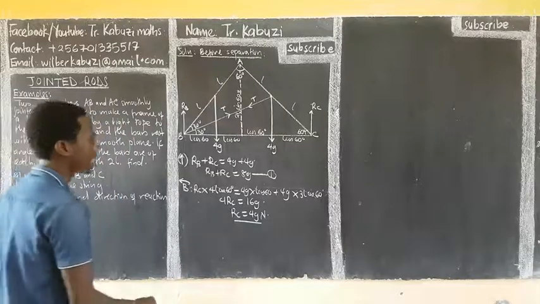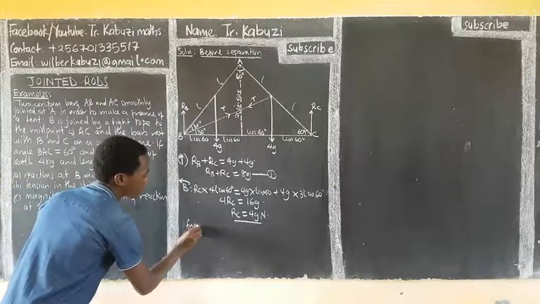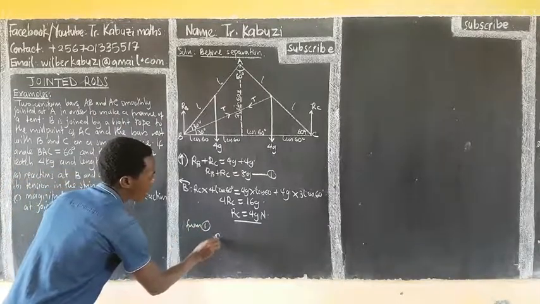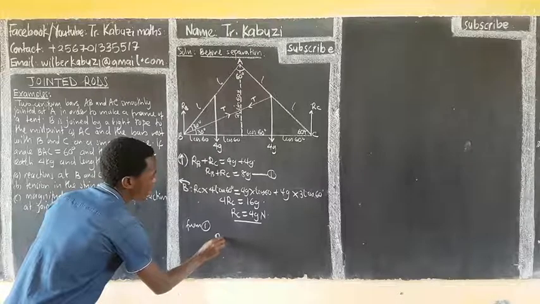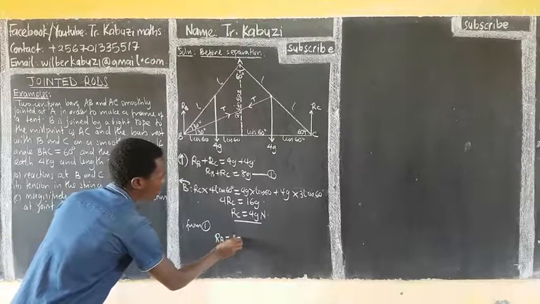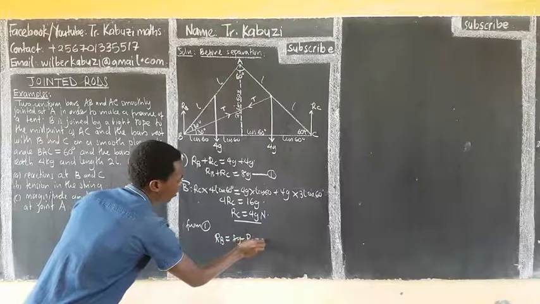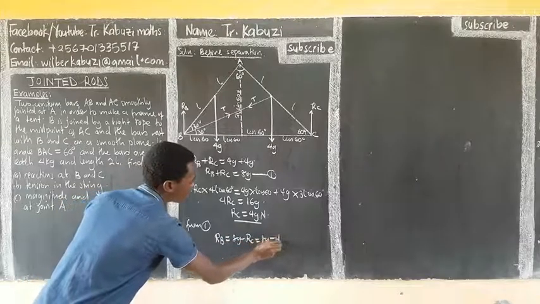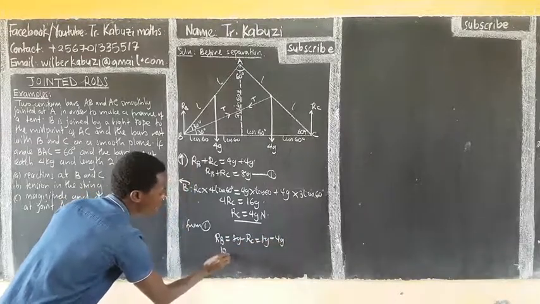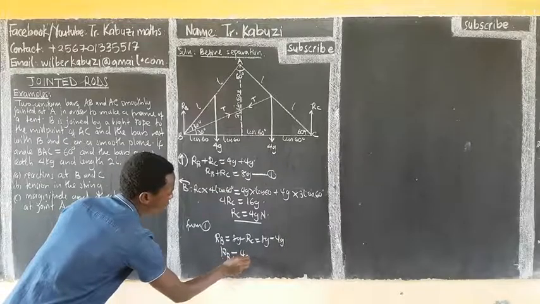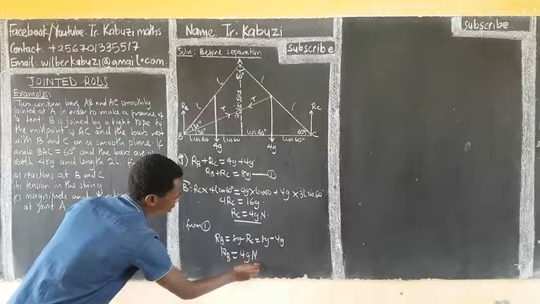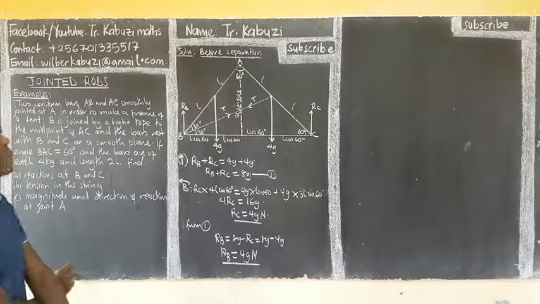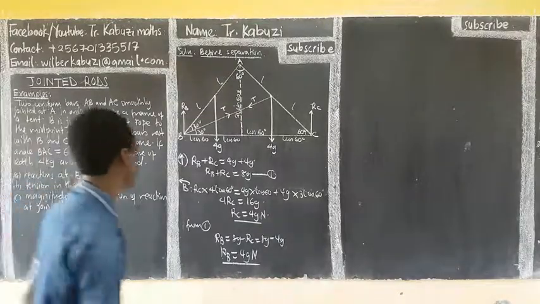From here, I can now get from equation 1, RB is going to be 8g minus RC, which will be 8g minus 4g. And now my RB is also going to be 4g newtons with ease. You see, very easy to get.